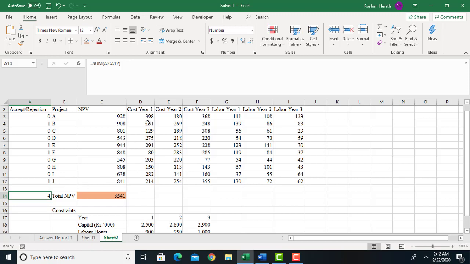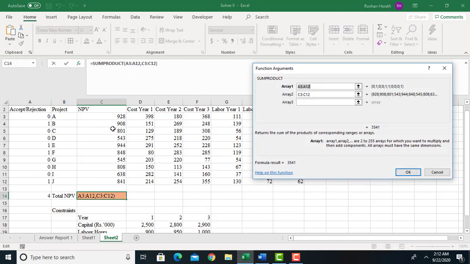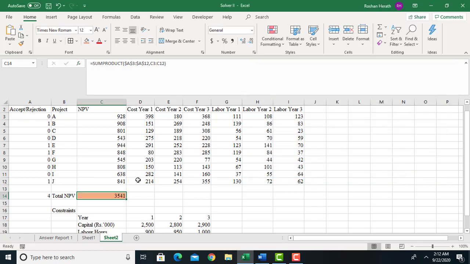Now similarly, if you want to take the cost for the first 3 years, you can do the same thing. In fact, you can simply drag this if you make this first column constant. The first column is for the acceptance and rejection. If you make it constant, you can simply drag that. Then it will give you the cost of the projects that you would accept for year 1 to 3. If you simply drag this, here it gives the cost of the projects that you would accept.